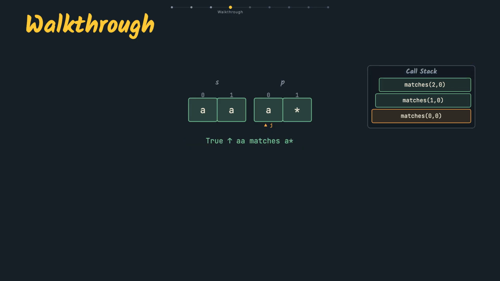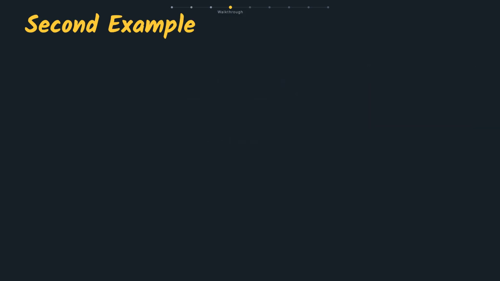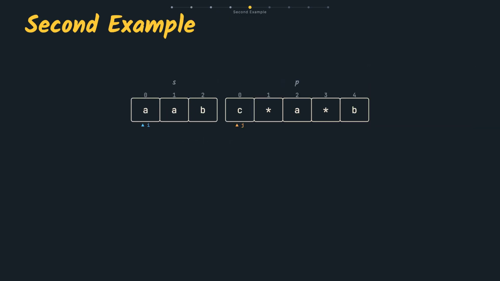And that true climbs back up through every choice we made. The whole thing matches. A fits A star. Let's try a trickier shape. String A, B, and the pattern C star, then A star, then a plain B.